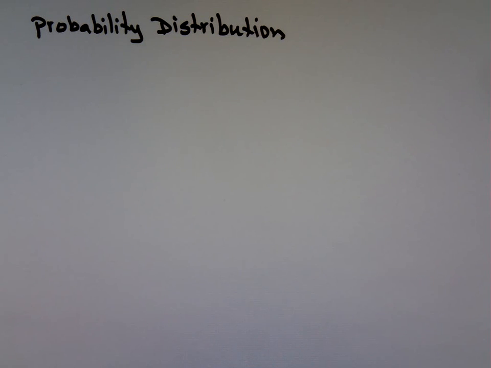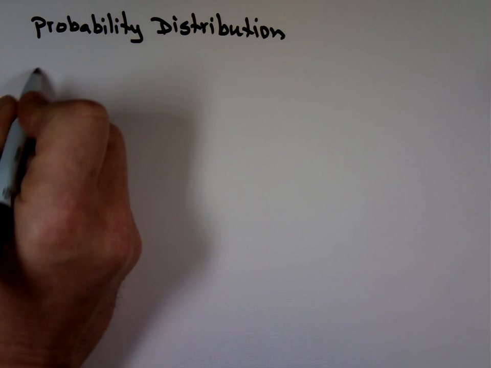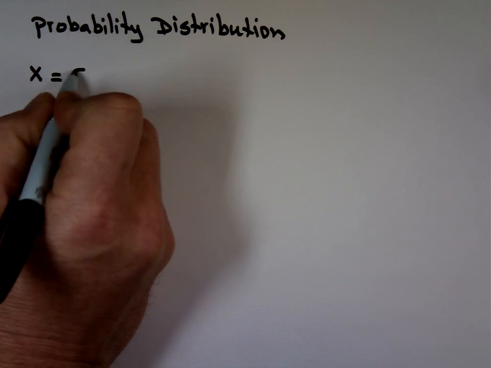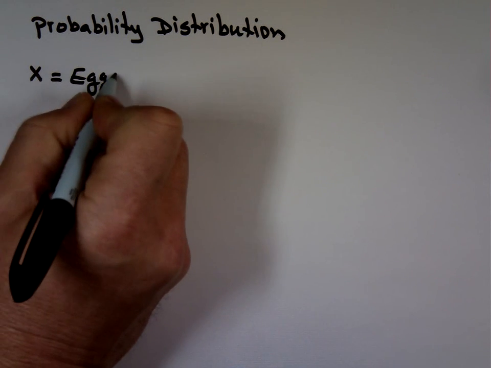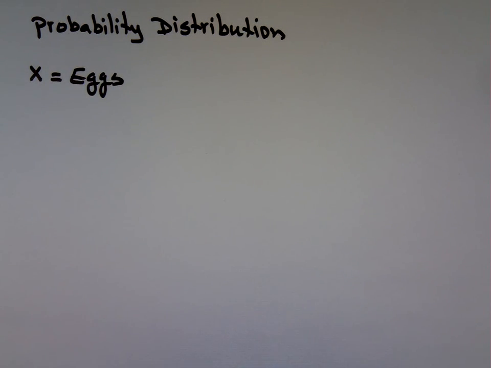Let's talk about probability distribution. I might ask people, how many eggs did you have for breakfast this morning? And usually the number will look like this. X equals the number of eggs you had for breakfast. Now I didn't say fried eggs, poached, or hard boiled, but how many eggs did you have for breakfast?